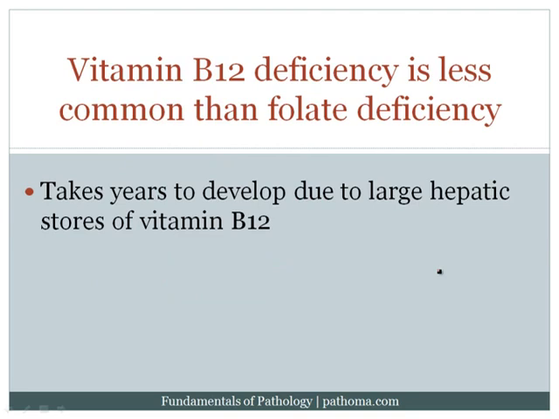Vitamin B12 deficiency is less common than folate deficiency, and in addition, it takes years to develop a vitamin B12 deficiency. Why does it take years? Because there are large hepatic stores. The liver is loaded with vitamin B12. And so if a patient were to absolutely not see any animal protein, for example, a very strict vegan who doesn't take milk, doesn't take eggs, etc., that individual could become vitamin B12 deficient. However, it would take years to develop due to large hepatic stores of vitamin B12.